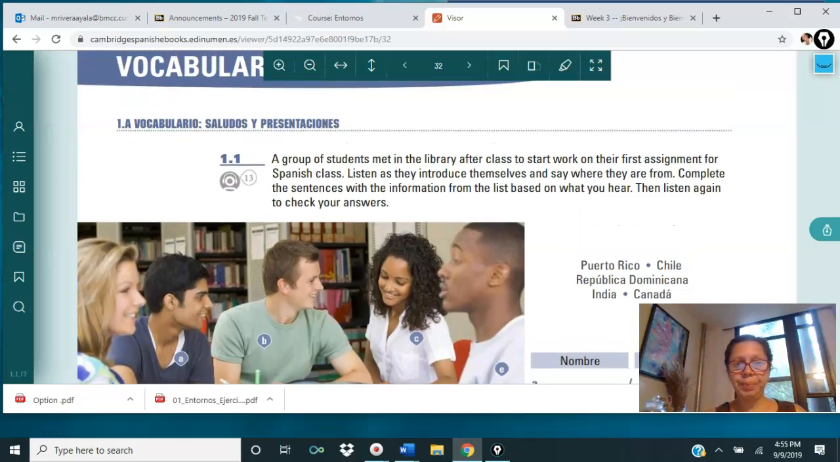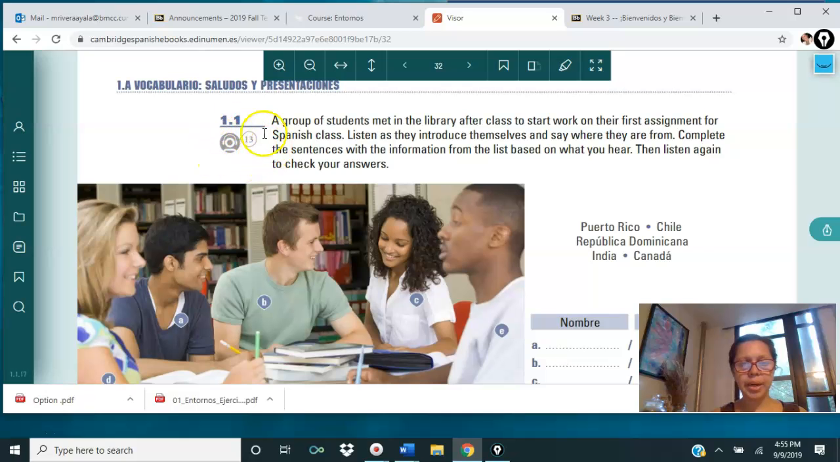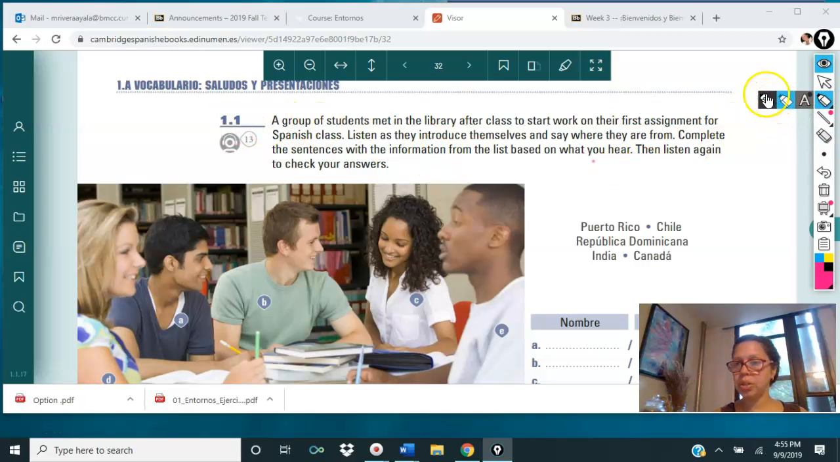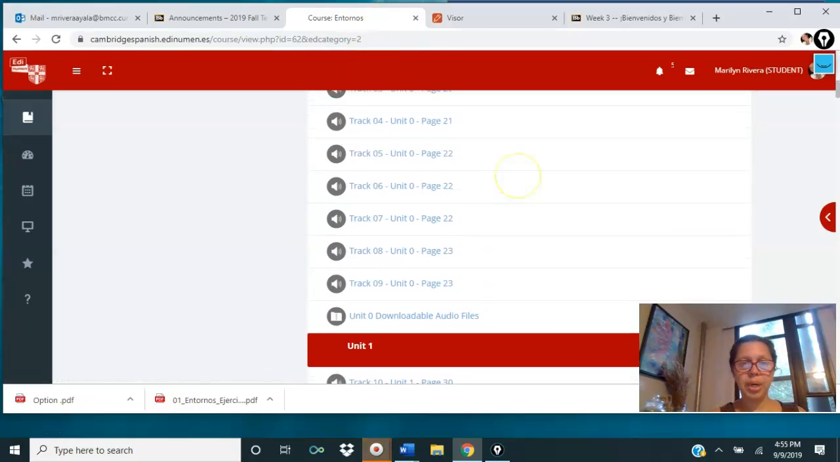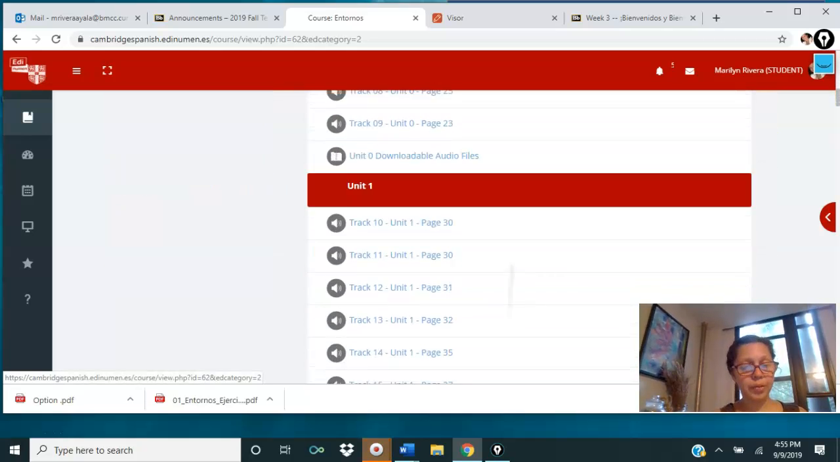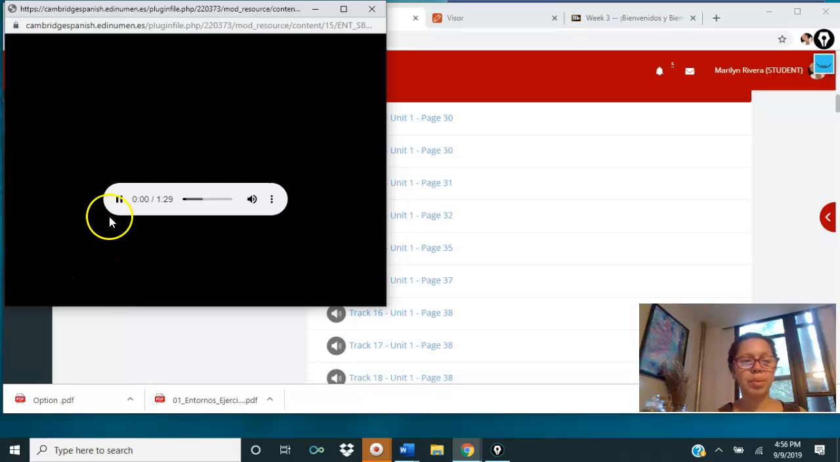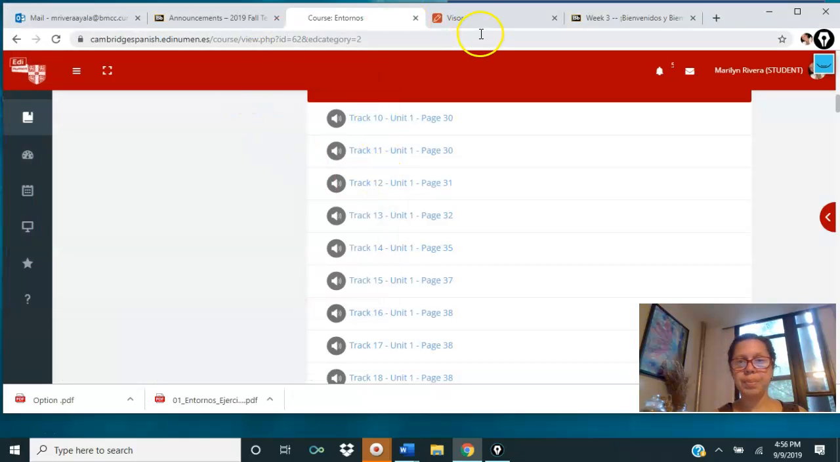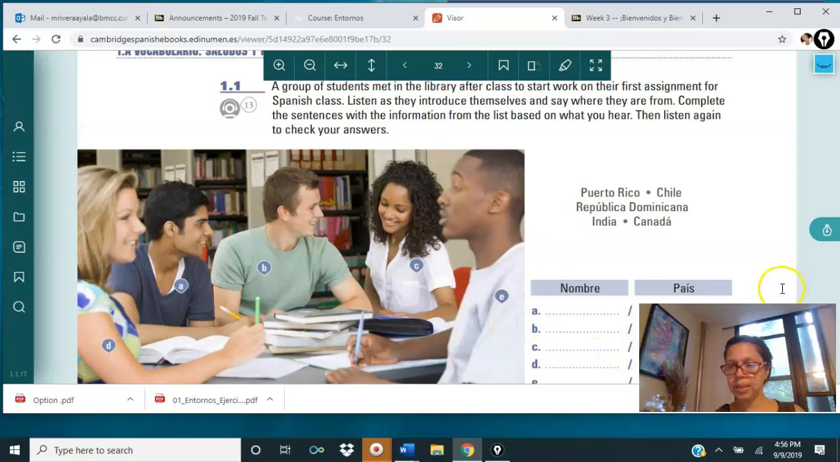Bien, so in this section, as you can see, the icon here is telling you that you need to look for track 13, okay? Track 13, right here, okay? And then what are you going to do? Well, you're going to LTK, and then remember, it has to be under student book audio, and then you have to look for the unit 1 and then 13, and you click there, and then you are going to be able to see the activity, right? Bien. You hear the activity, and then you complete this section, okay?